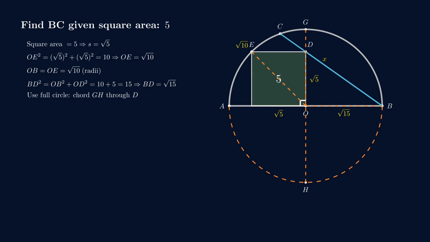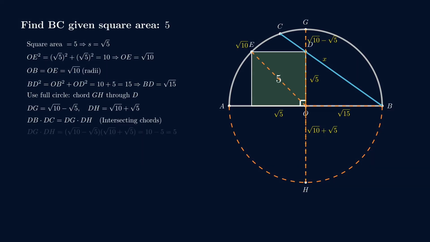So at point D, we have DB times DC equals DG times DH. Let's compute DG times DH. DG is square root of 10 minus square root of 5. DH is square root of 10 plus square root of 5. Multiply those together. That's a difference of squares. Square root of 10 squared minus square root of 5 squared. That gives 10 minus 5, which equals 5. So DG times DH equals 5.